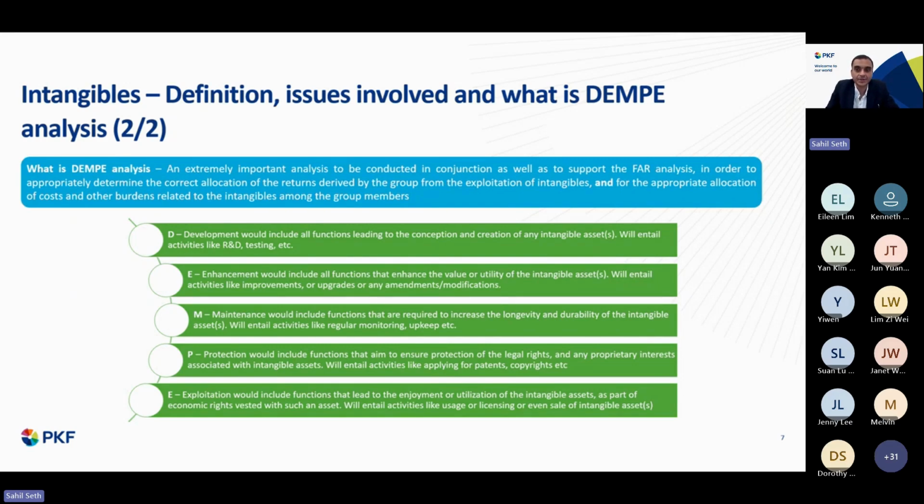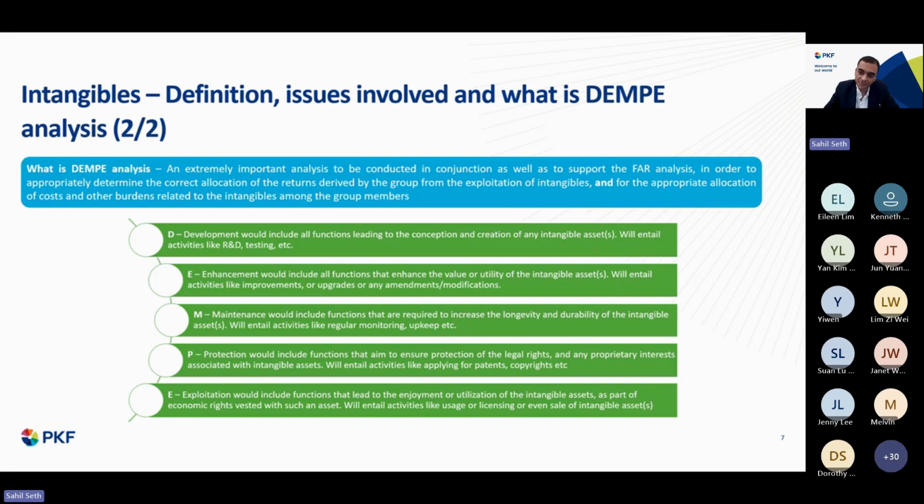The alphabets D, E, M, P, E each represent a specific and standalone function. So what is DEMPE? It's an analysis to be conducted in conjunction with, to support, the FAR, the functions, assets and risk analysis, to determine the appropriate allocation of returns derived by the group members and application of proper returns, income and costs to each entity related to each intangible of the group, right?